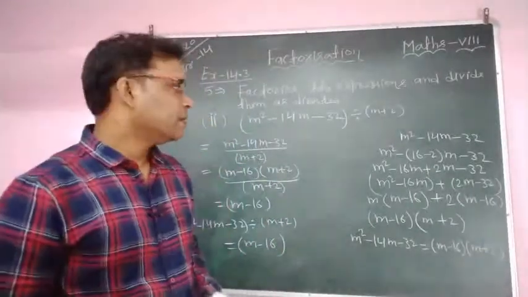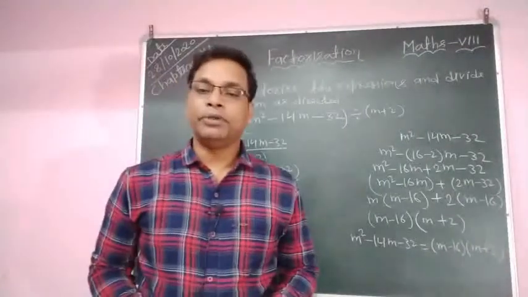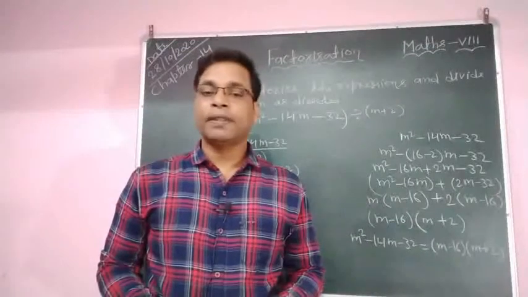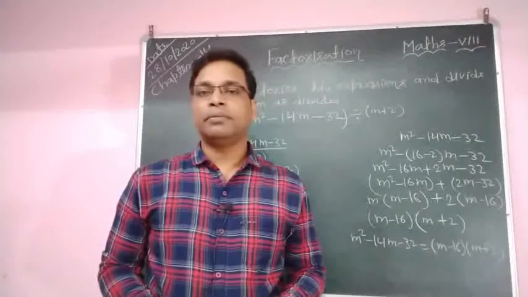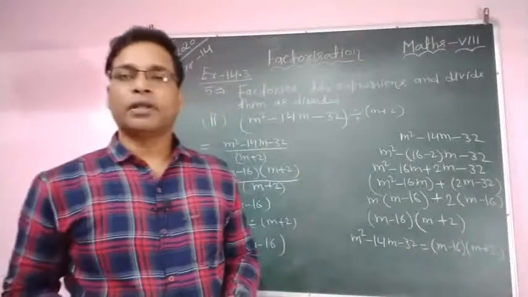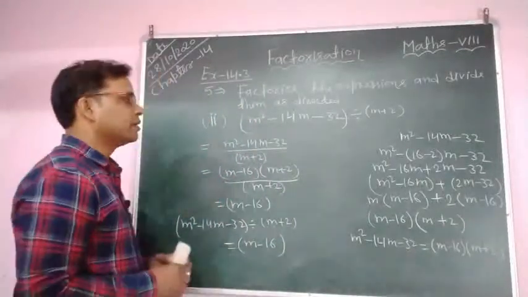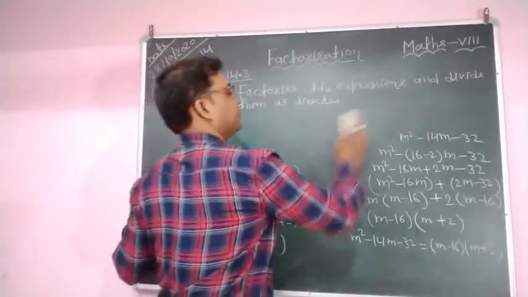So let's see. First we find the factors of 5p square minus 25p plus 20. After this we divide it by p minus 1. So let's see how to find the division of the given expressions. Okay, so first we erase this.